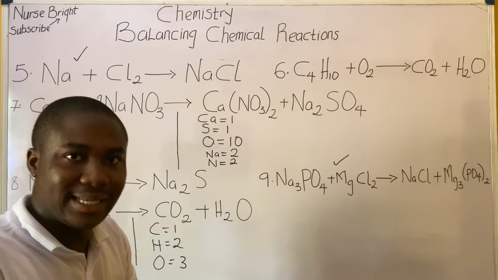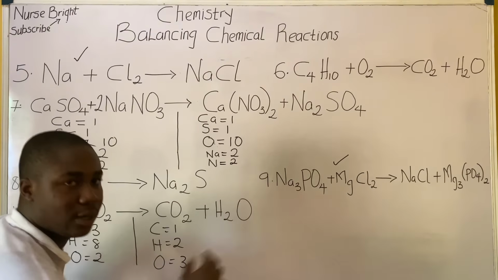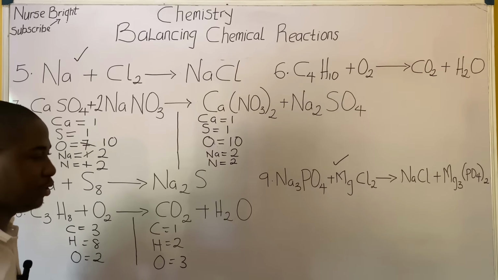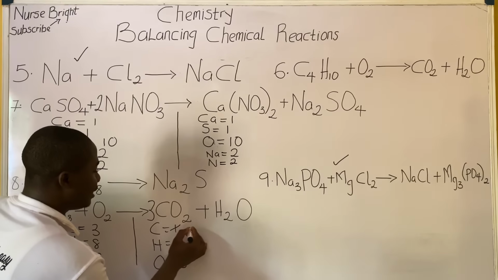So what do we do next? Very simple. Focus on the side with the lesser number. All right. So what do we do next? It's simple. Since we're having 3 carbon here, it's best for me to put 3 at the front of carbon, making sure that this carbon is 3.